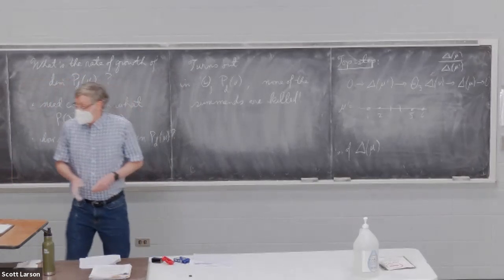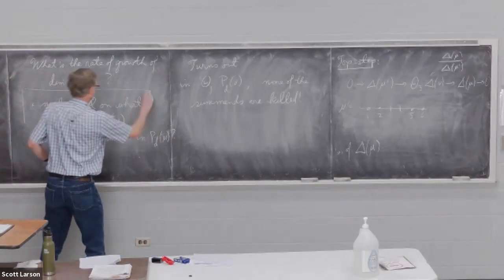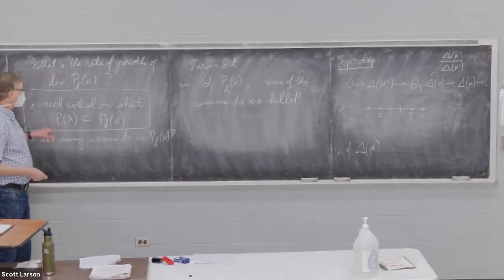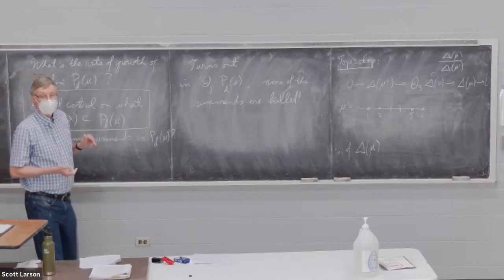But here's where I'm going to try to tell you about this other step. What weights lambda are such that p lambda occurs in here? Because we need to know what the dimensions of these things are. And if we have some control over how spread out the weights are, we can use the Weyl dimension formula.